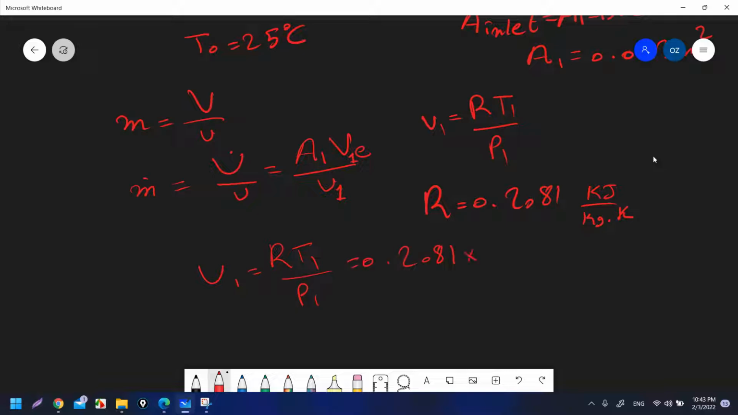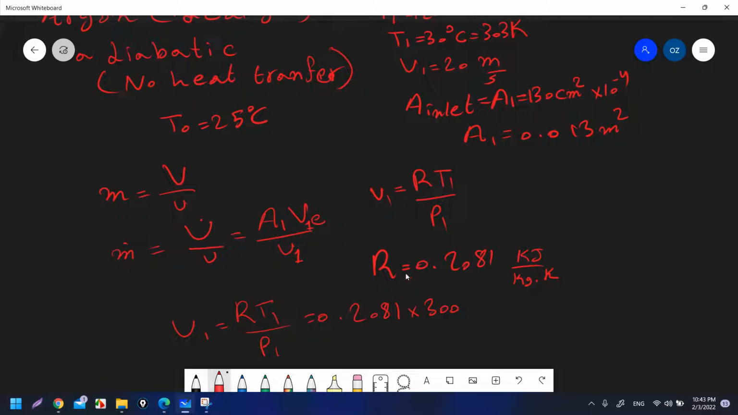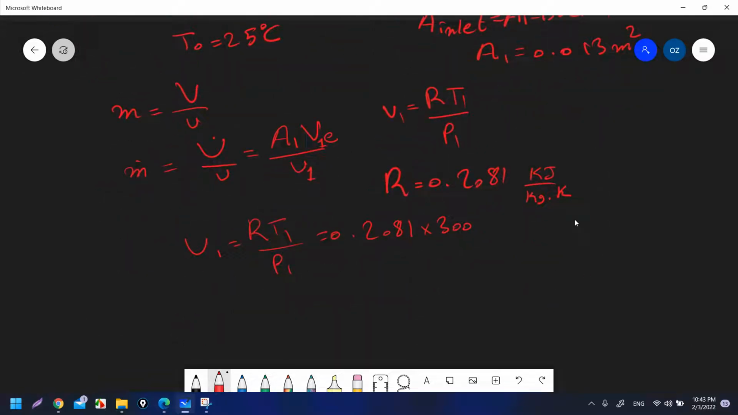T1 is 300 in Kelvin. You have to put it in Kelvin because they are already in Kelvin and you want to find everything in Kelvin. P1 is 120 kilopascal. R here is in kilojoule, so you have to put kilopascal. This equals 0.5255 meter cubed per kilogram.